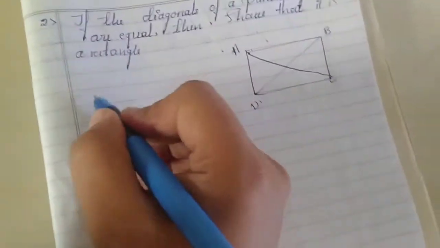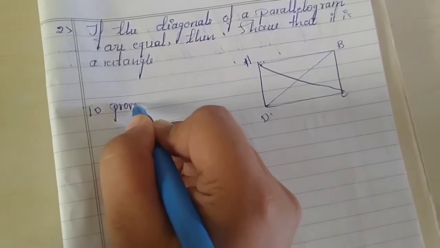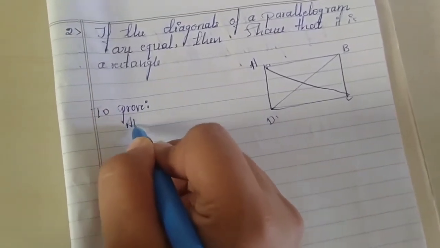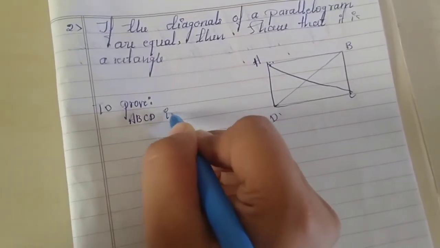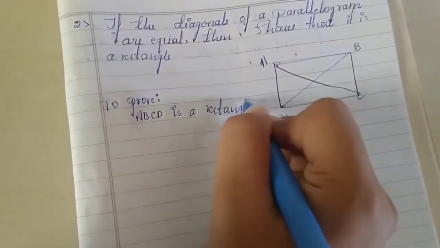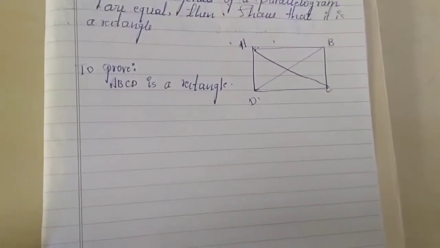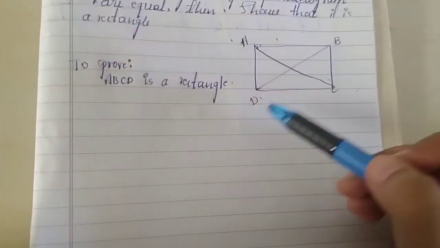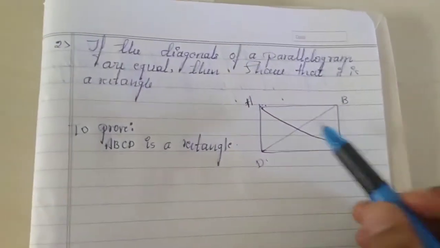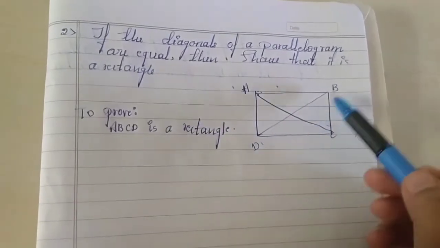So what you have to prove? You have to prove that ABCD is a rectangle. So AC and BD are the two diagonals here. Just consider triangle ADC and triangle BCD.